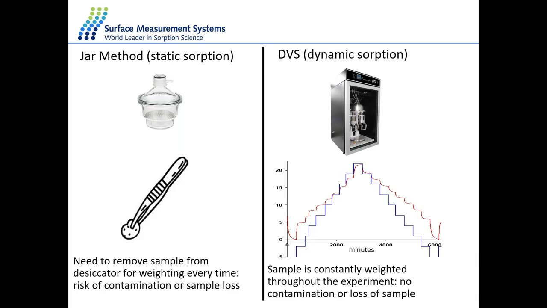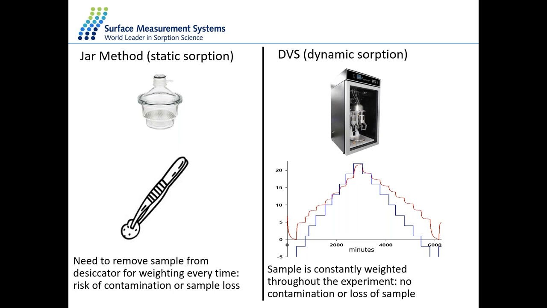In a DVS, the entire experiment is performed in a controlled environment. We load the sample and we do not interfere with the measurement until the experiment is completed. So there is no issue of cross-contamination, there is no issue of timing of exposure to different levels of temperature or relative humidity. And that allows us to perform the experiment in a much more repeatable way, but also in a much shorter time.